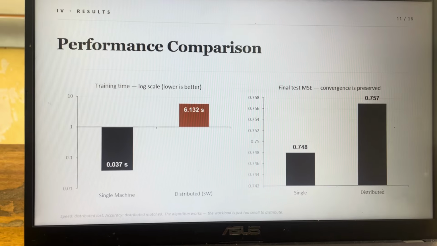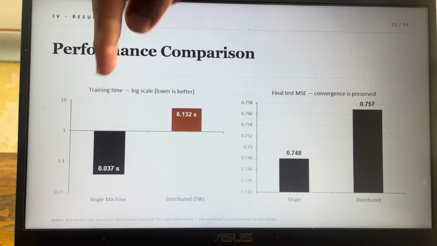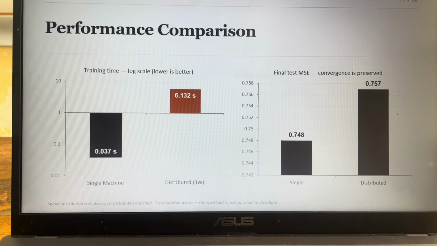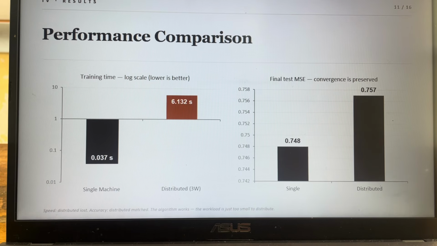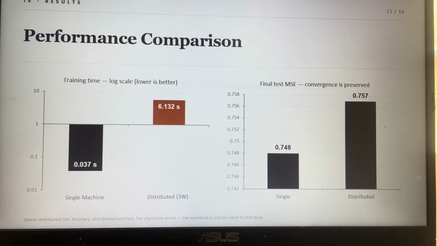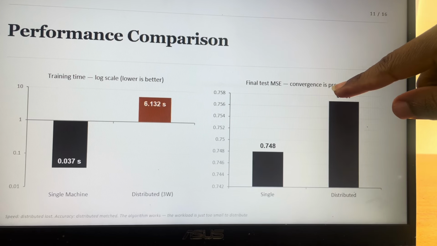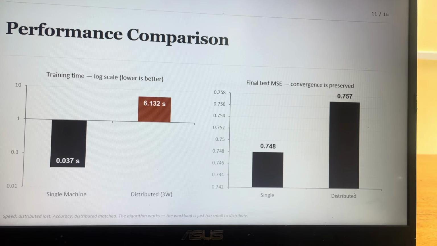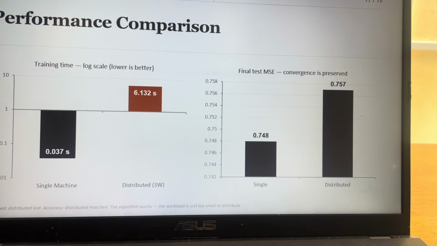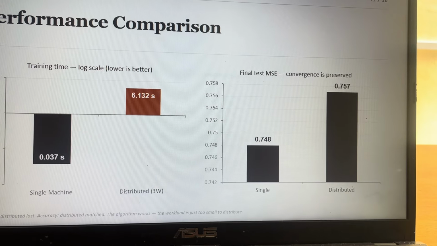So now this is the performance comparison. We can see that 0.037 is for the single machine, and the orange bar is the distributed part, which has 3 workers. Then this is the final test of the MSE. The convergence is preserved. You can see that these values are not far away from each other, the single one and now the distributed one.